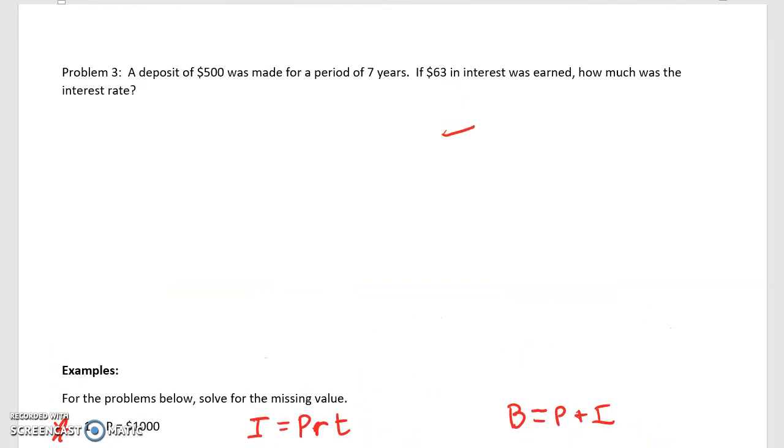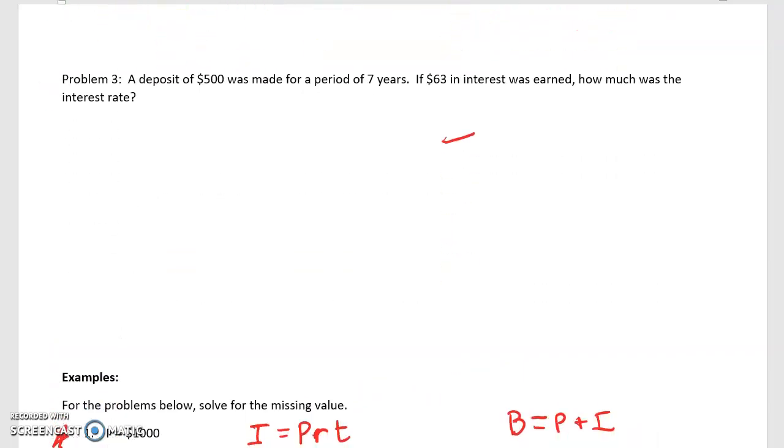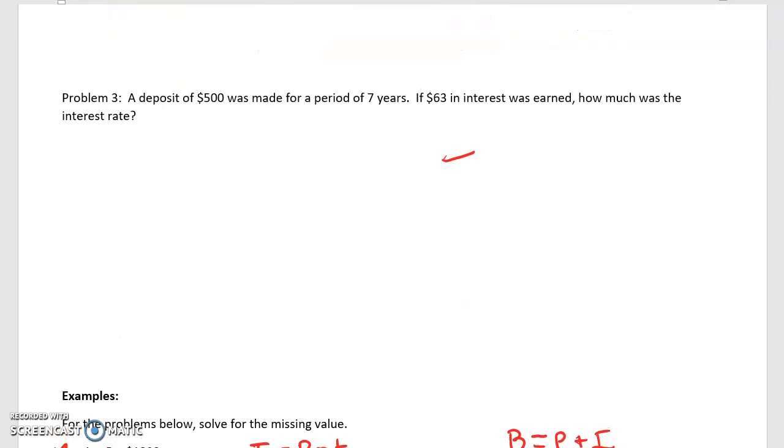Another way to do this, though, is to solve for something that is missing. So let's take a look at problem number 3. A deposit of $500 was made for a period of 7 years. If $63 in interest is earned, how much was the interest rate? Or in this case, you could set it up like you want to make so much money, and what interest rate could you look for.